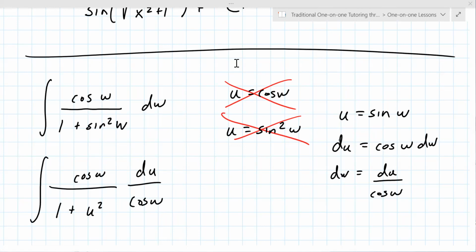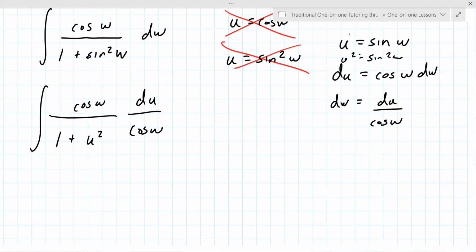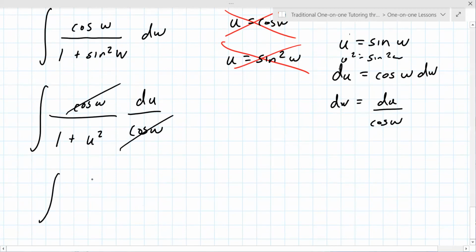Okay, so what cancels? U squared? Yeah, because u is sine, right? If you square u, you get sine squared W. So what cancels here? The cosine, right? See how the cosines go away? It becomes the integral of 1 over 1 plus u squared du.